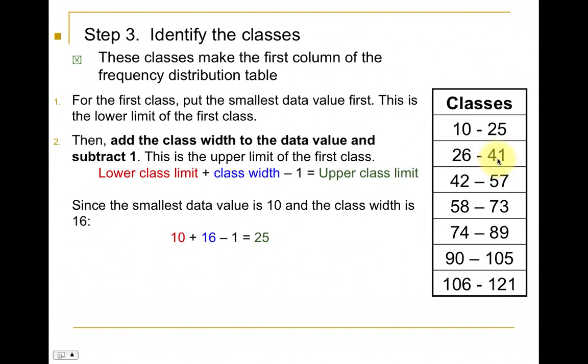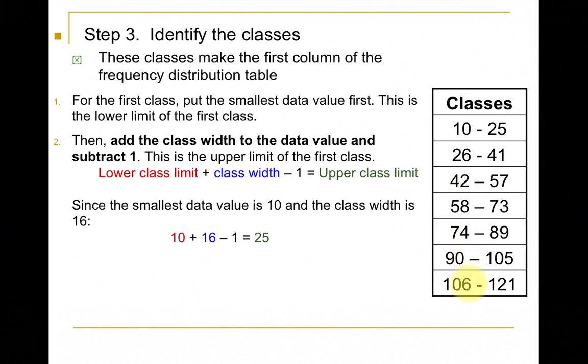Then we increase 41 by one number, so we get to 42. We add 16, then minus 1, and that gives us 57. Now we continue doing this for all 7 classes.